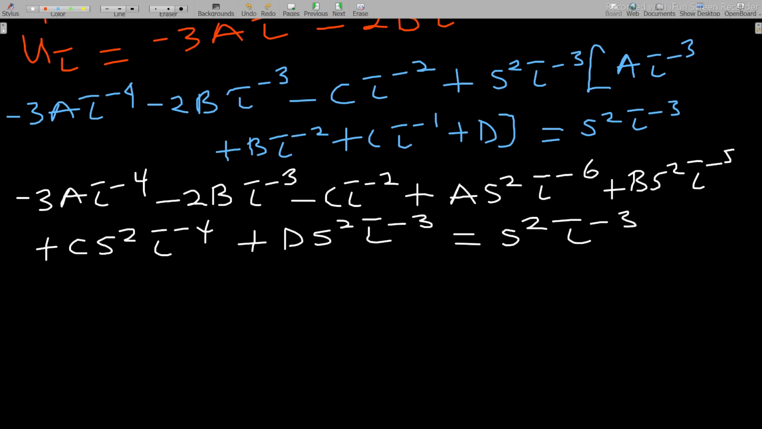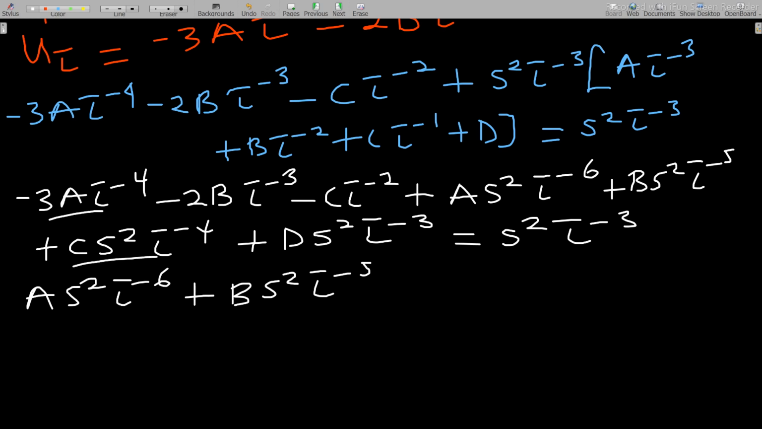In terms of negative 6, I have a s squared tau to the negative 6, then plus, when it comes to negative 5, I don't have negative 5 anywhere except b s squared tau to the negative 5. Then with the negative 4, I have two of them. I have this part and this part, so I have to add them. Plus c s squared minus 3a tau to the negative 4.